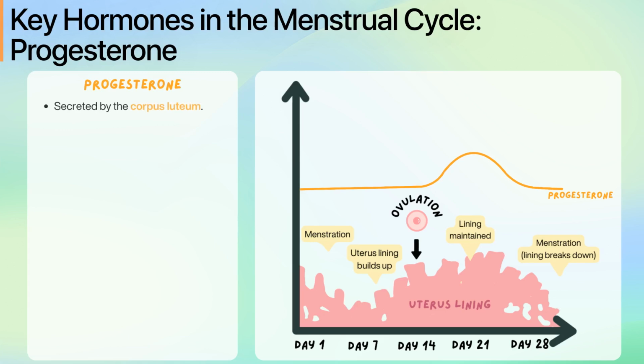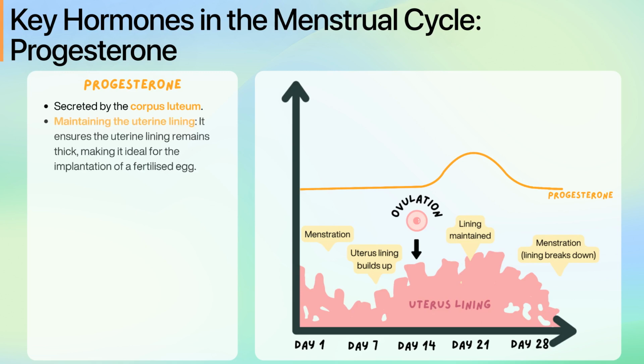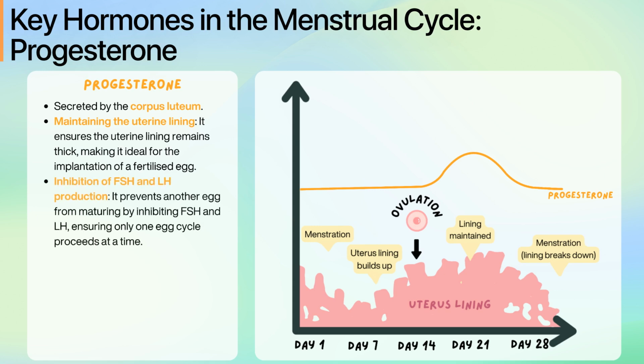Progesterone is secreted by the corpus luteum, the remnants of the follicle after ovulation. Its primary functions include maintaining the uterine lining. It ensures the uterine lining remains thick, making it ideal for the implantation of a fertilized egg. It also controls the production of other hormones. It prevents another egg from maturing by inhibiting FSH and LH, ensuring only one egg cycle proceeds at a time.